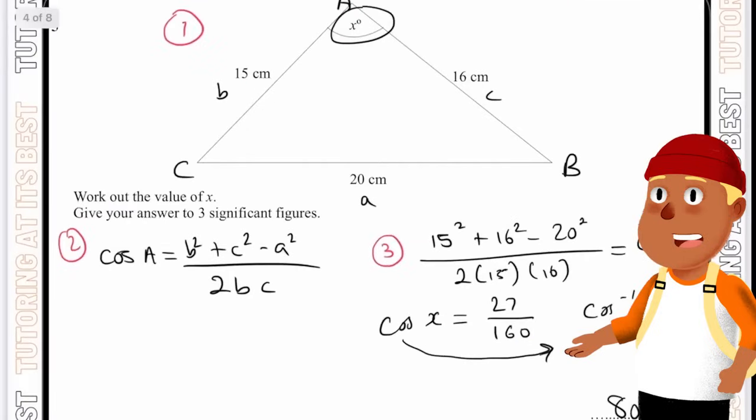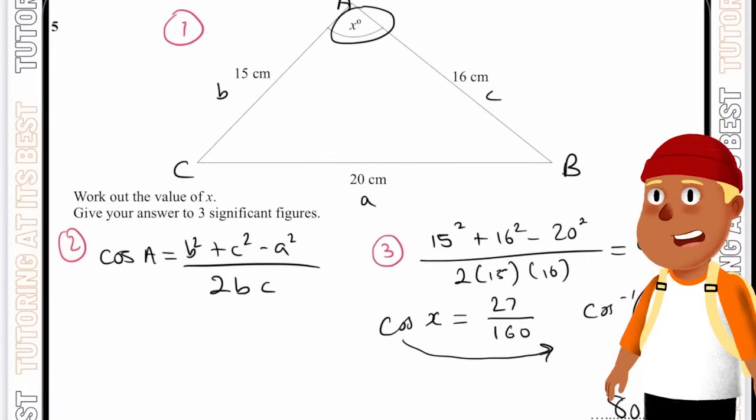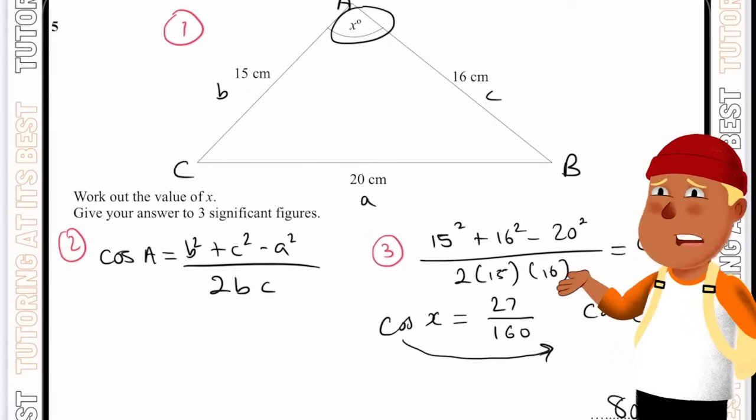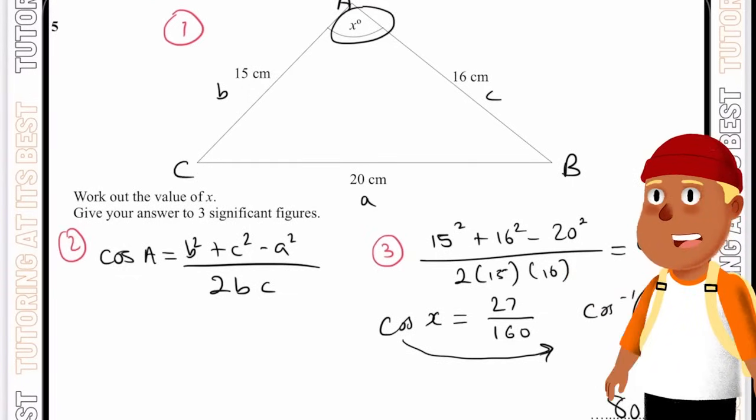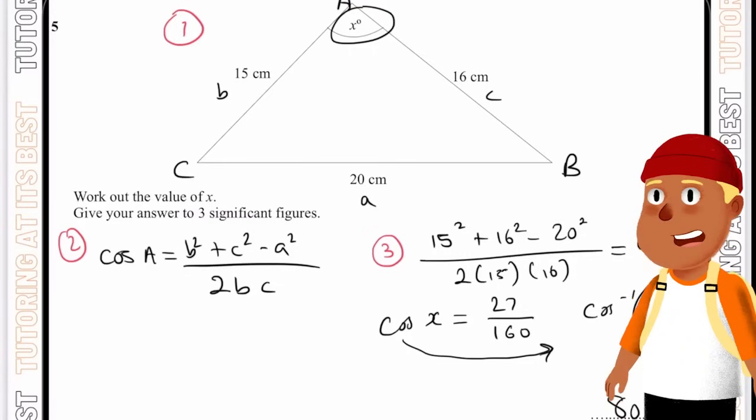So I hope you can see how we've gone ahead and attempted this question. Number 1, labeling our sides. Number 2, selecting the correct formula. And number 3, substituting and solving the equation. You guys have come really, really far. So keep up the great work. We're almost at the end of the video now.